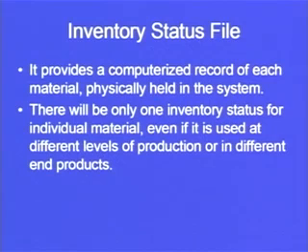Now the third important part is the inventory status file. Three important inputs are there to the MRP system. Two we have already understood. What are those two? The master production schedule and the bill of materials. Now the third part is the inventory status file. It provides a computerized record of each material physically held in the system.